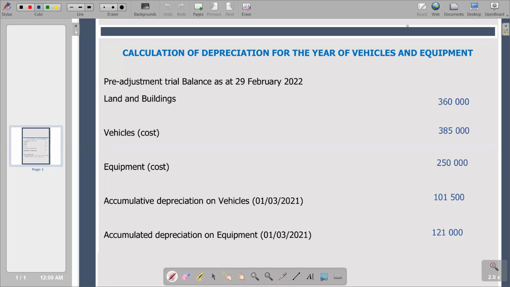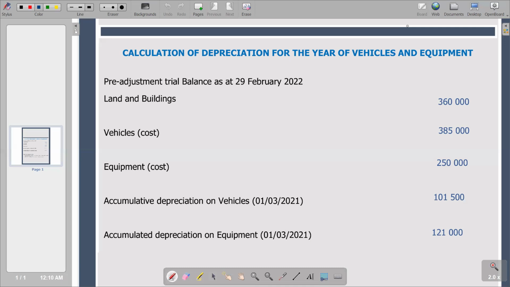In this video, we want to look at the calculation of depreciation for vehicles and equipment. And we have to take note that we have two main methods of calculating depreciation that we are going to look at in this video. That is calculating depreciation using the straight line method, and also using the diminishing balance method or the reducing balance method. So basically, those two main methods are the ones that we are going to use.